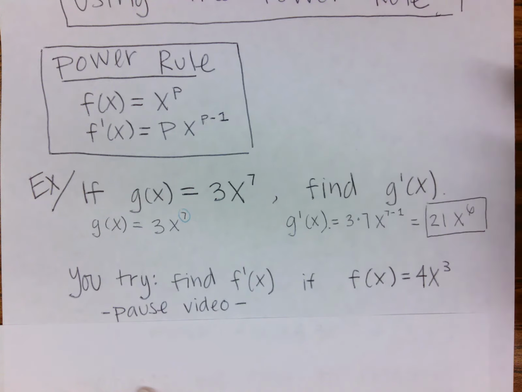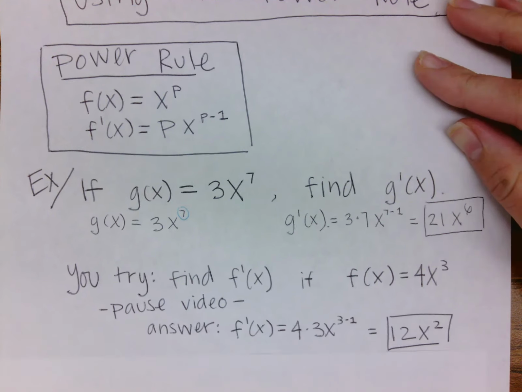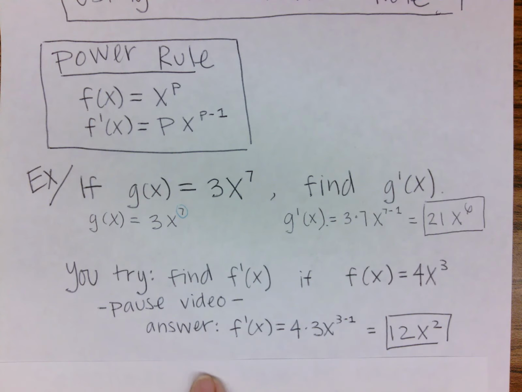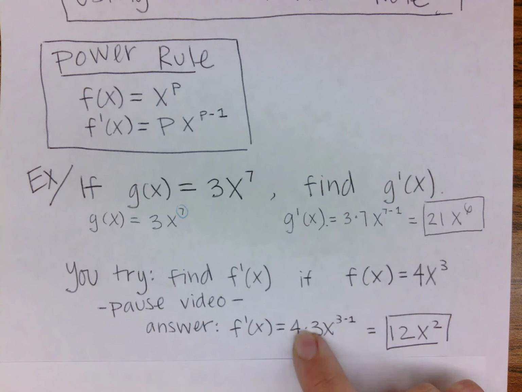So at this point you've paused the video and tried working through the problem yourself. I'm now going to reveal the answer. In order to find f prime of x here, you take the power, which was 3, bring it down to the front, multiply it with the coefficient, and subtract 1. 4 times 3 is 12, x to the power of 2.